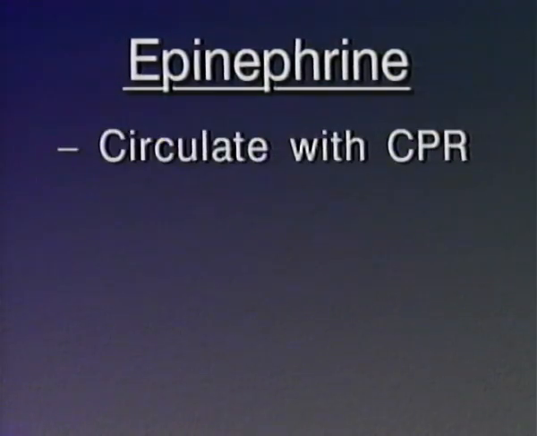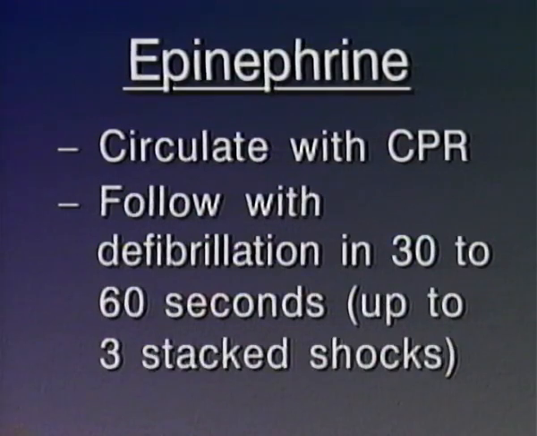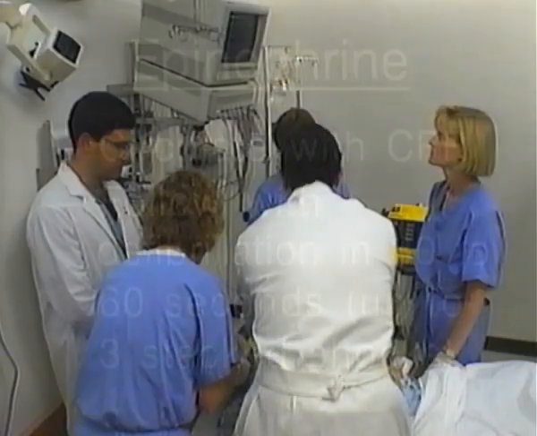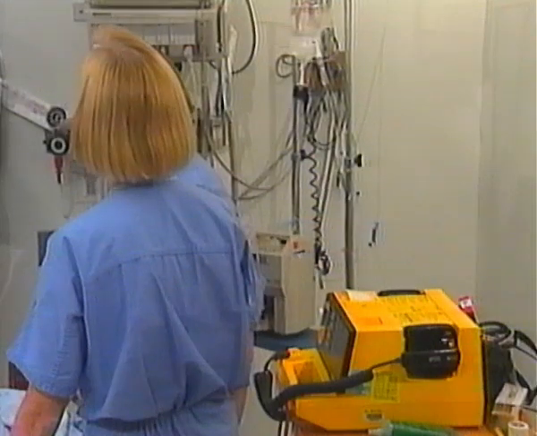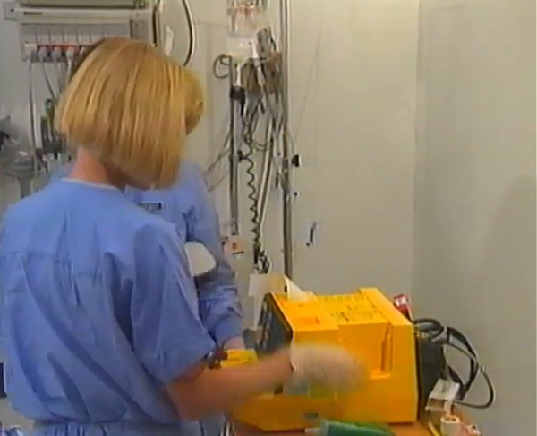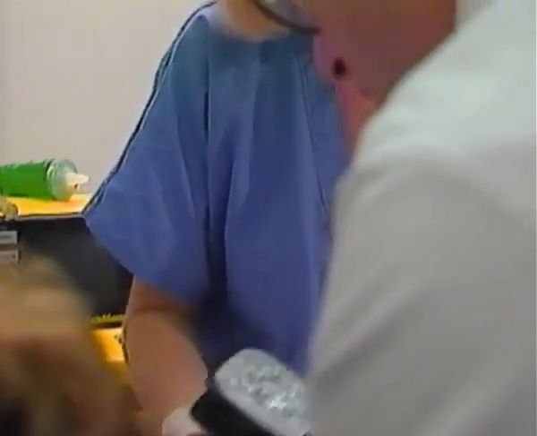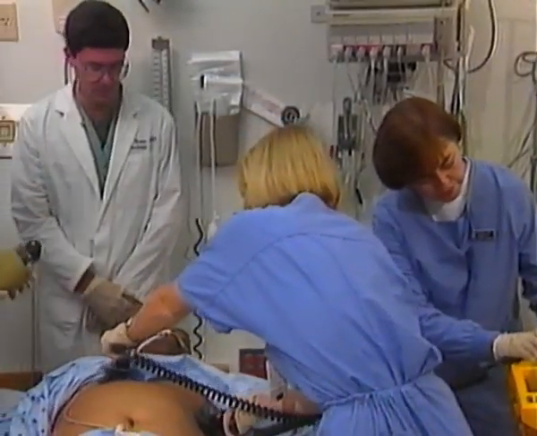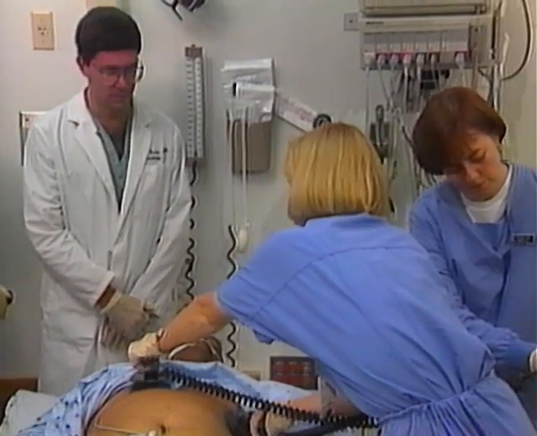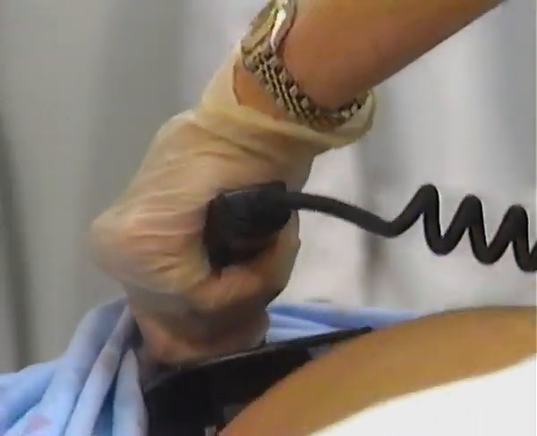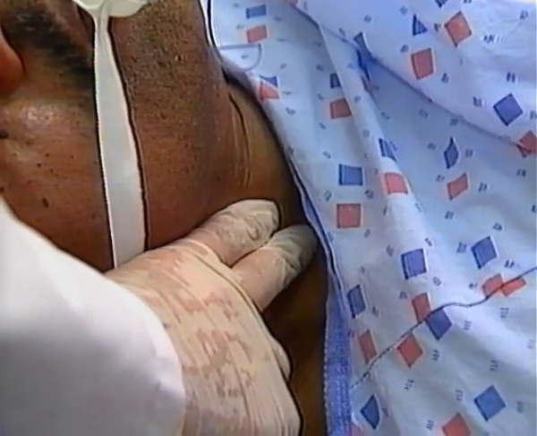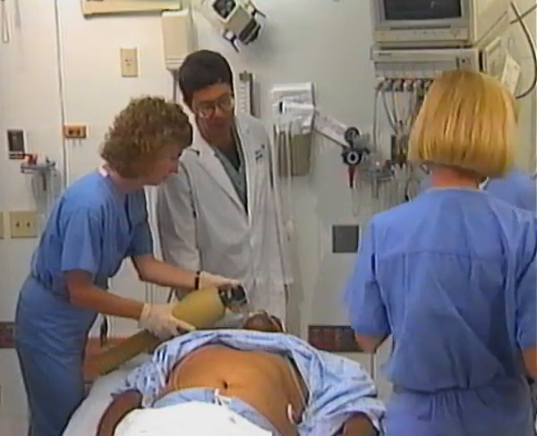Epinephrine is the first drug to use for any pulseless rhythm. All medications should be circulated with CPR and must be followed by defibrillation within 30 to 60 seconds. Up to 3 stacked shocks may be given. He's still in VFib. Okay, let's shock him again with 360. Charged. I'm clear, you're clear, everybody's clear. Shocking now. Okay, no pulse, resume compressions.